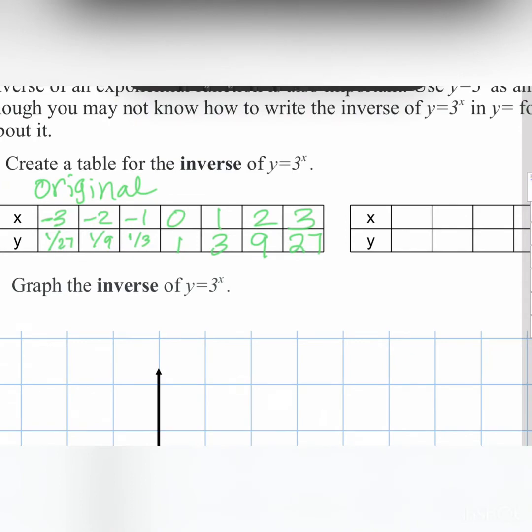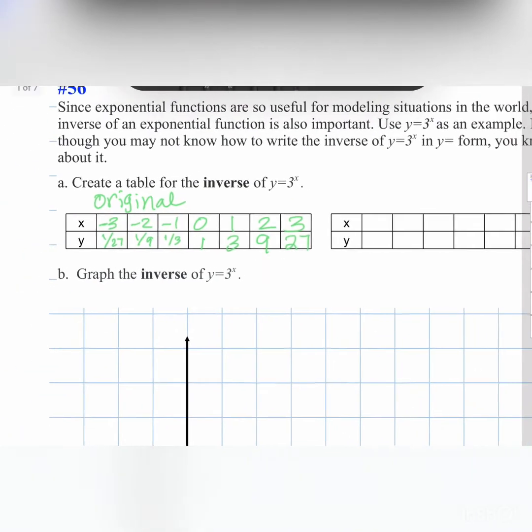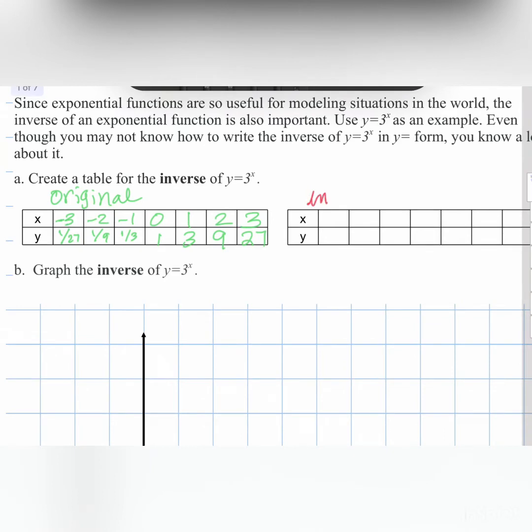And so now when I'm making my table of the inverse, it's super easy. All I need to do is flip my x's and y's.